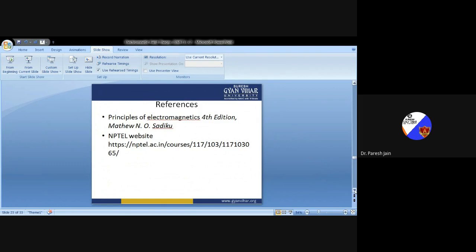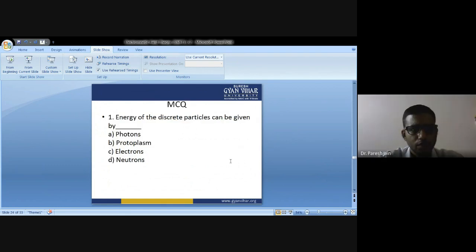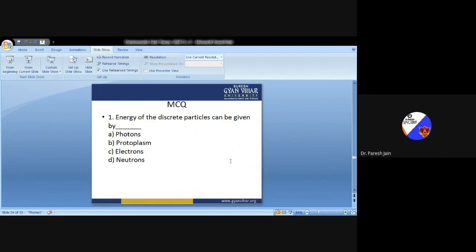In the next section we have some multiple choice questions regarding the electromagnetic spectrum. First question: energy of the discrete particles can be given by, there are four options: photons, protoplasm, electrons, neutrons.